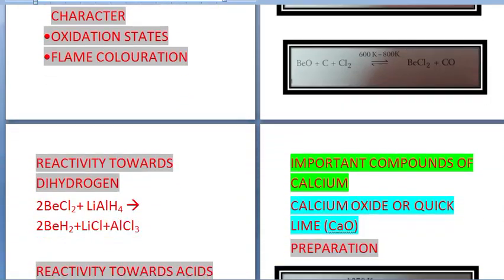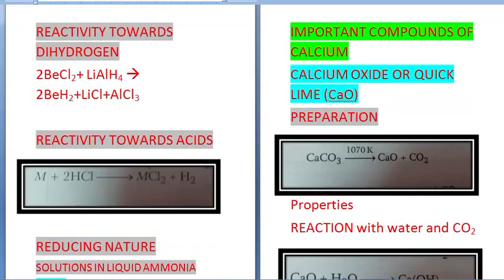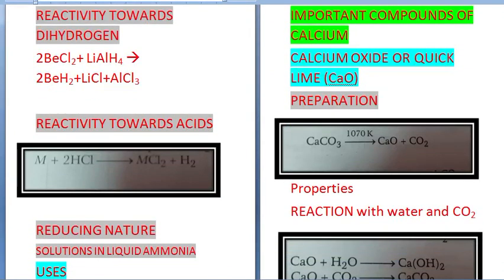Next is reactivity towards hydrogen. All elements except beryllium combine with hydrogen upon heating to form hydrides of MH2 type. Beryllium hydride can be prepared by reacting beryllium chloride with lithium aluminium hydride. So 2BeCl2 reacts with LiAlH4 to give 2BeH2 plus LiCl plus AlCl3. Calcium hydride, strontium hydride and barium hydride are ionic compounds and they produce hydroxides and hydrogen.